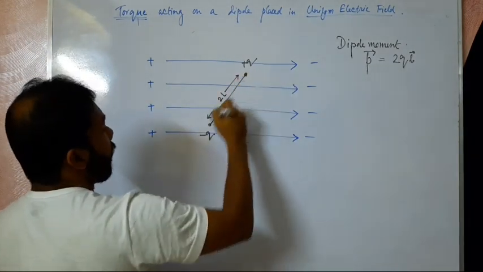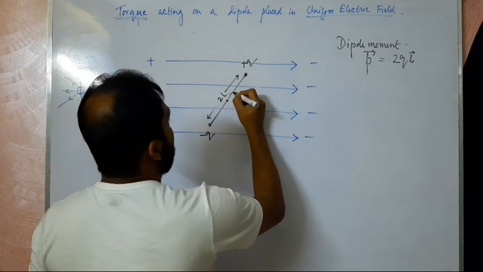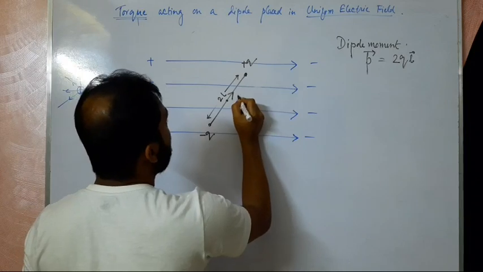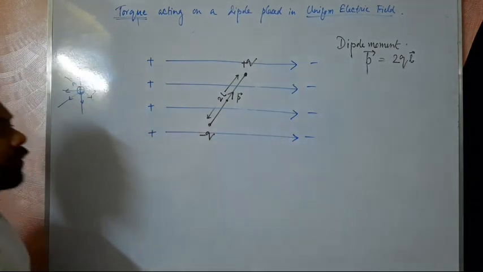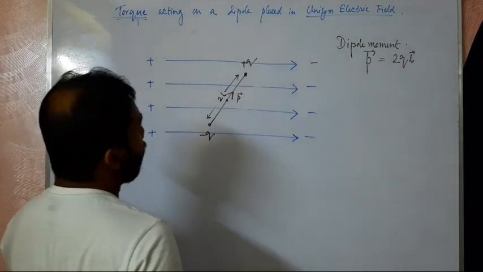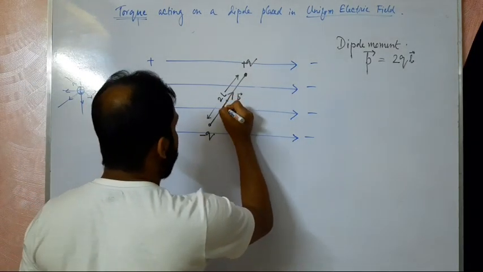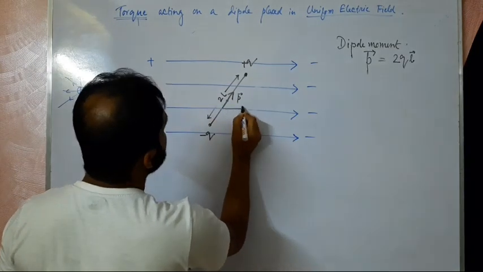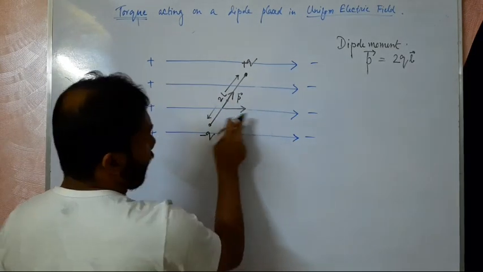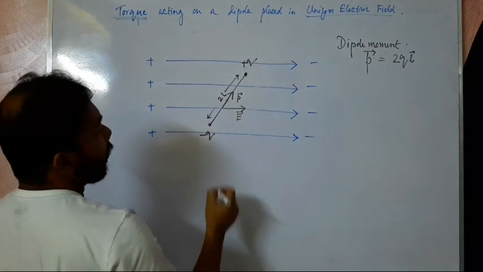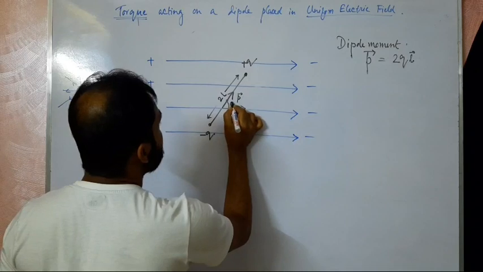Now, the direction of the dipole moment is from negative to positive. Say the dipole is placed in such a way that the direction of the dipole moment and the direction of the electric field, this is the direction of the electric field, they make an angle theta.